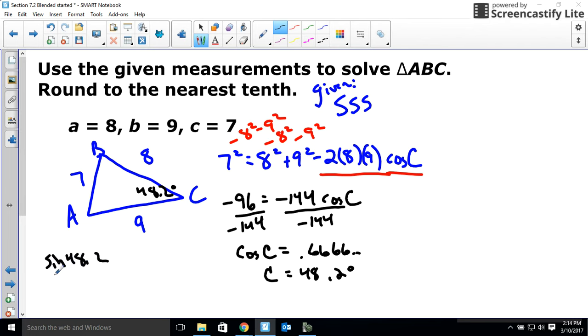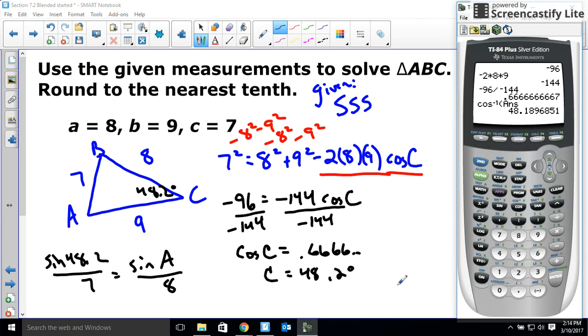So I have sine of 48.2 over 7 equals the sine of, now I'm going to find the smaller of these two angles. I'm always finding the smaller angle. So I'm going to find the angle opposite that 8 there, since it's smaller than 9. So I'll say the sine of A over 8. Okay, so I'm going to take on the calculator here 8 times the sine of 48.2. I'm going to close it out. I'm going to divide that by 8. No, I'm not. I'm going to divide that by 7, sorry.